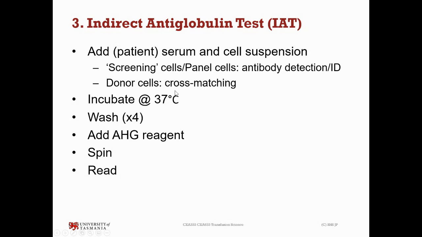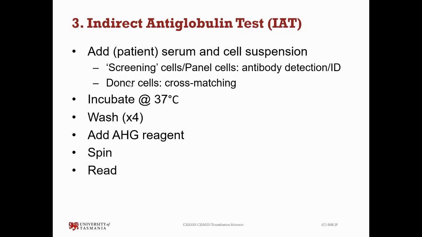So then we have to incubate the cells, and that allows time for any unexpected antibody in the patient's plasma to attach to the screening cells or the panel cells, or in fact the donor cells. Okay, so this is the sensitizing phase. The direct antiglobulin test, we don't need a sensitizing phase because the cells have already been sensitized in vivo. The indirect antiglobulin test requires a sensitizing phase. That's the big difference between them.